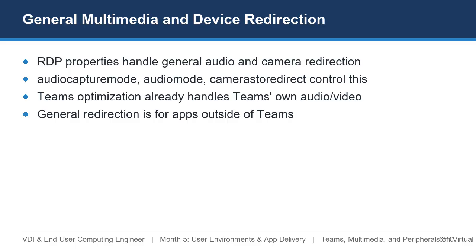Teams optimization is a special case built for Teams specifically. For general multimedia and camera or microphone use outside of Teams, you configure RDP properties directly, settings that control audio capture, audio playback location, and camera redirection. When Teams optimization is working, you don't need these settings just for Teams calls, but other applications that need a microphone or camera still rely on them.